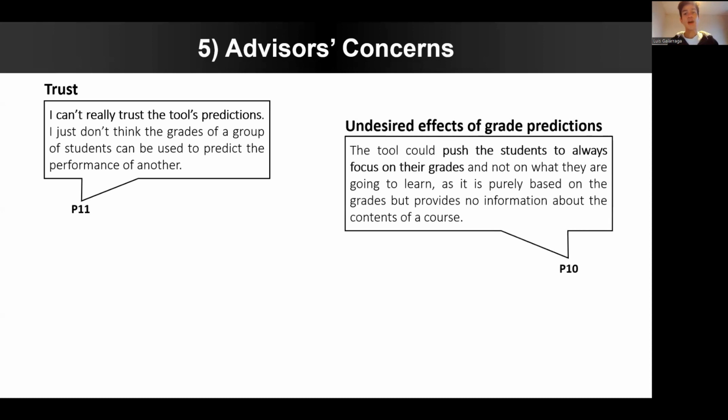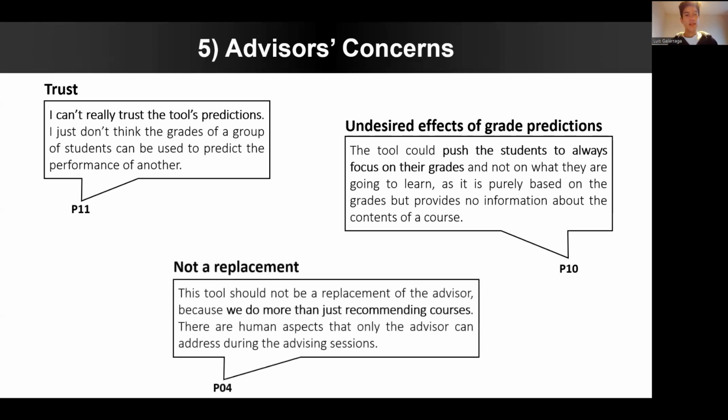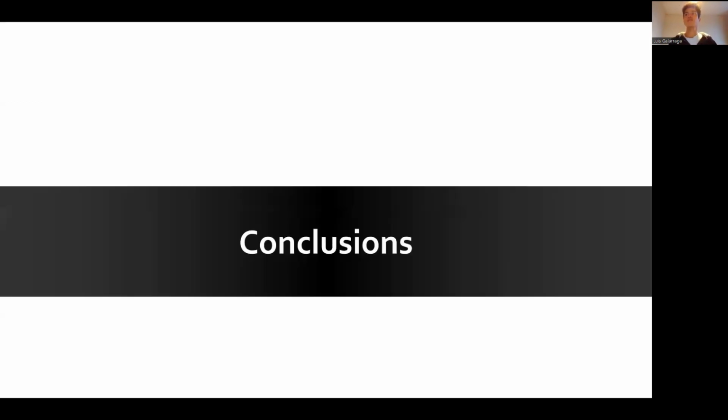They also talked about the undesired effects of grade predictions, because they think that a system that makes GPA predictions could push students to focus only on the grade and disregard other important factors such as learning outcomes or the workload. And they emphasized that a tool like ICORA shouldn't be a replacement for the advisor, but rather an assistant, a help that would improve the dialogue between students and advisors.